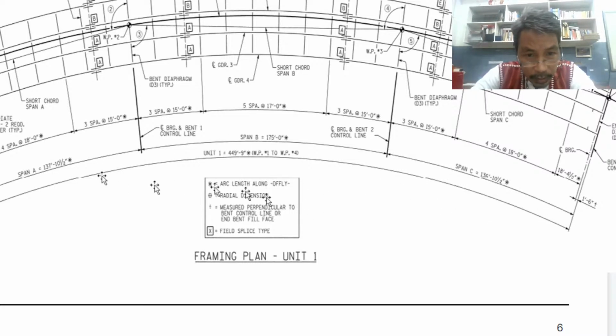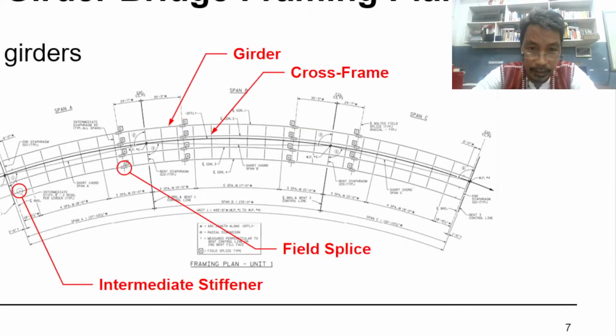So what are the important things that we can see here? We can refer to the next slide. Okay? So we have what? Girder again. So girders are curvature, curving girders. Cross frame again. Field splice. So field splice, those are the points wherein we can connect one piece of girder to the other piece of girder.